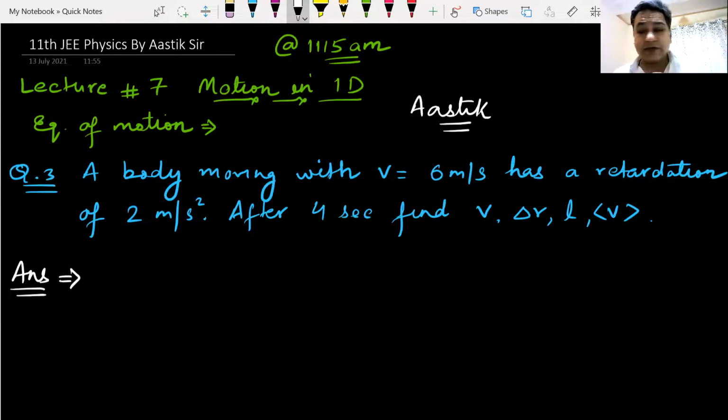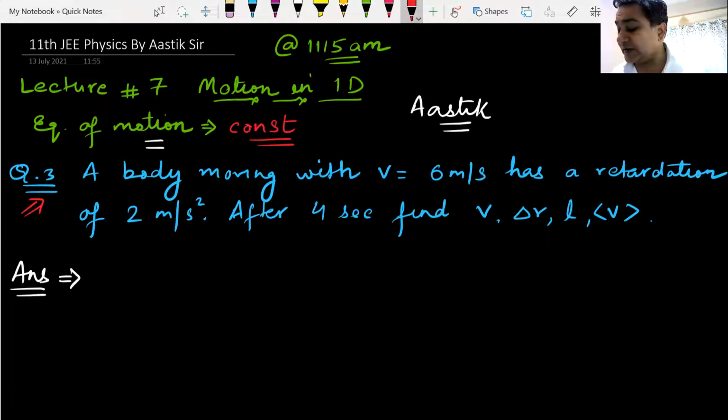Now, coming on to what we were doing in the last class, as far as I remember with my short memory, we were discussing equations of motion, isn't it? We were discussing equations of motion with constant acceleration. We had done some problems on it, 2 or 3 problems. If I remember correctly, I had given you a problem to solve at home. This is the problem. It was question number 3 that we were doing. So now, to start off this class, we will start with the same question.